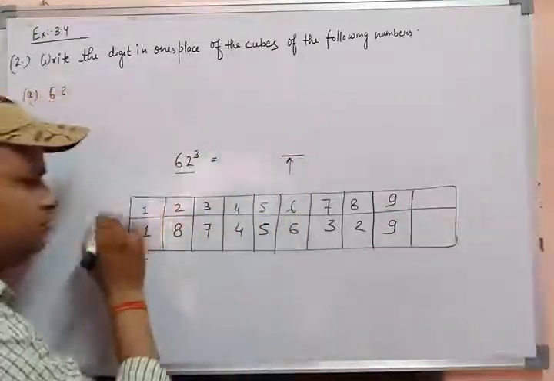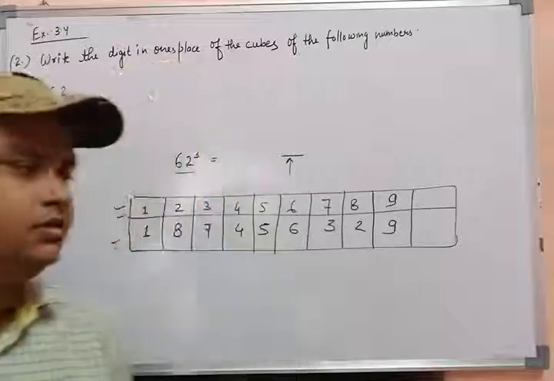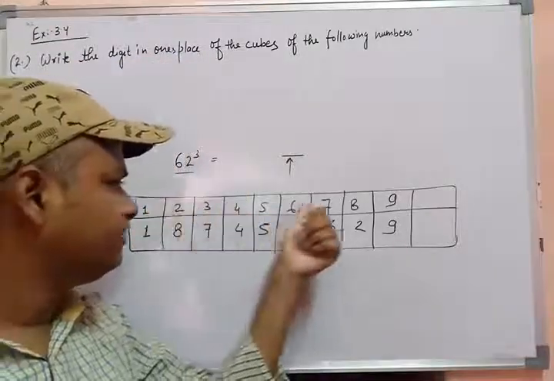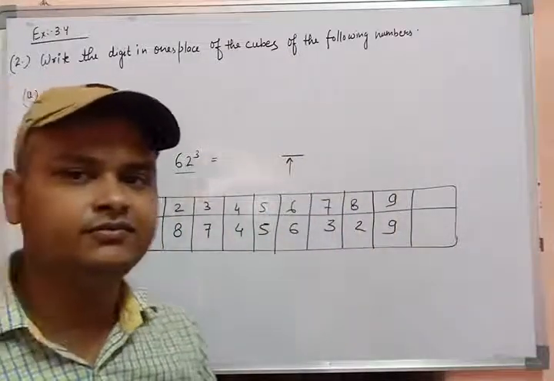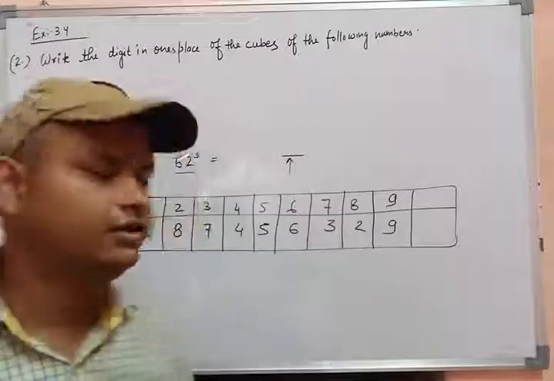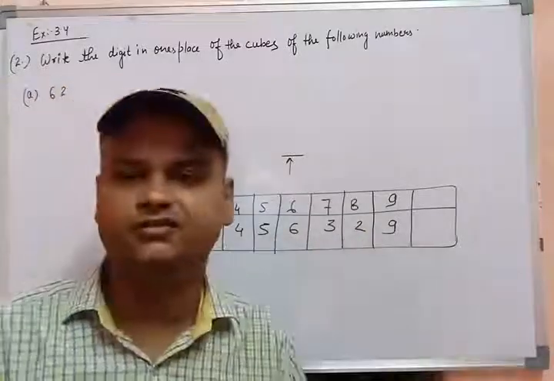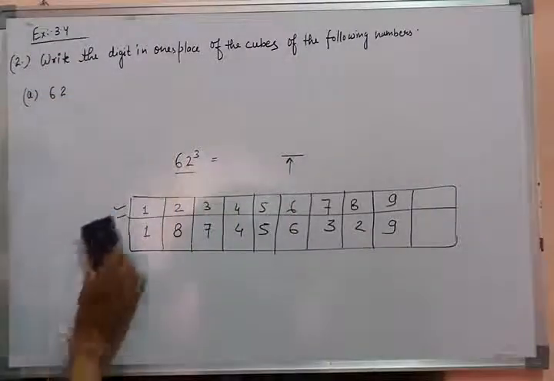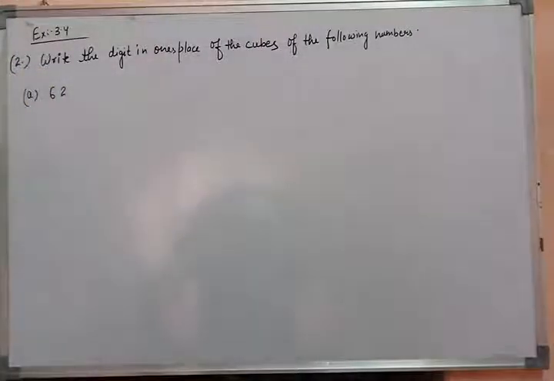So students, you have to memorize all the digits. If a number has one's place 1, 2, 3, 4, 5, 6, 7, 8, 9 respectively, then the one's place of the cube of the number is 1, 8, 7, 4, 5, 6, 3, 2, 9 respectively. Okay, so keep in mind this concept. We will solve the numerical problems of this.